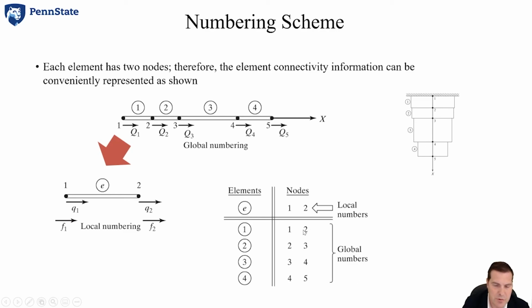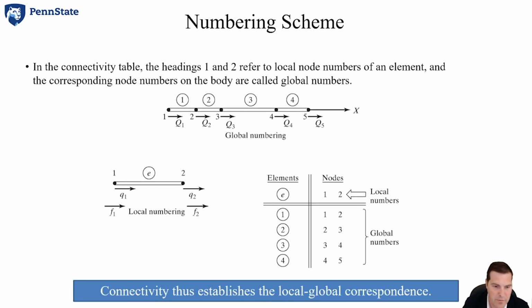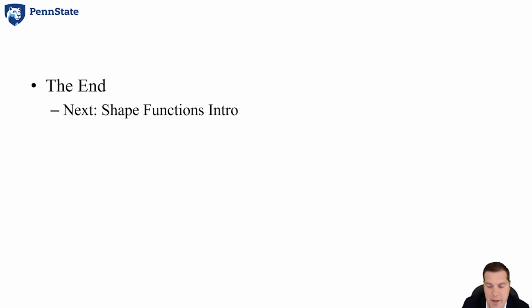So this chart is really interesting. You really want to understand this table here. Okay, global, this is connectivity. Connectivity matrices in the finite element method are fundamental. Connectivity establishes the local and global correspondence. All right, so we're going to wrap that up. Hopefully I did a decent job at explaining that and showing the picture of that.